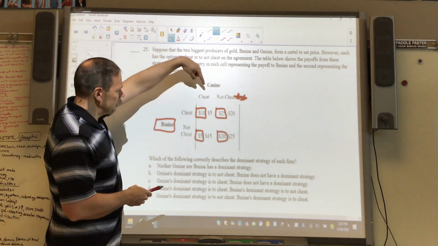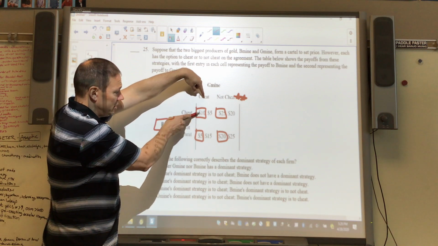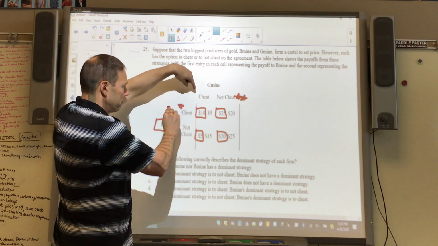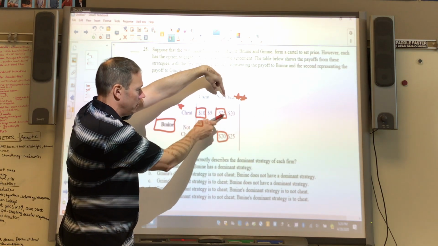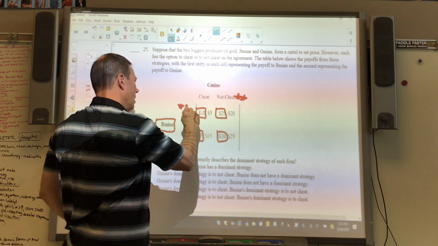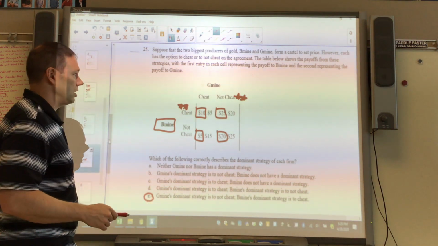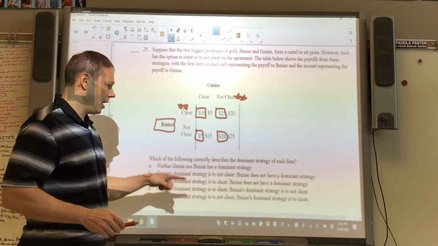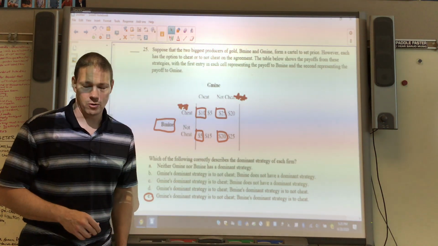From B mine's perspective, if G mine cheats, B mine would rather cheat because they make 10 versus 5. And if G mine does not cheat, they would still rather cheat because they make 25 versus 20. So best answer here is E. G mine's dominant strategy is to not cheat, and B mine's dominant strategy is to cheat. That's their best outcome. So there you go.